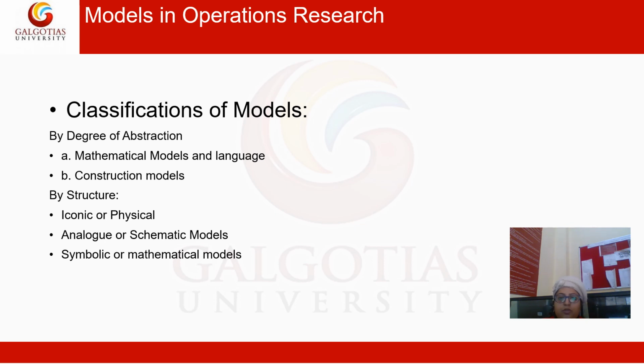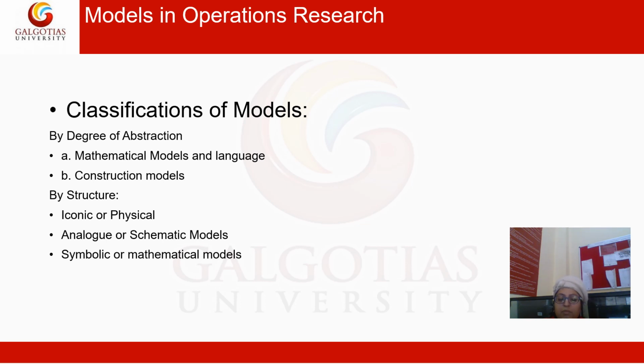In OR, we classify the models according to the degree of abstraction and by the structure. According to the degree of abstraction, we classify the models into mathematical models and language models. They are considered the most abstract models because of their complexity. The next is the construction model, such as buildings and dams, which are among the least abstract as they represent shape and characters that can be easily understood.